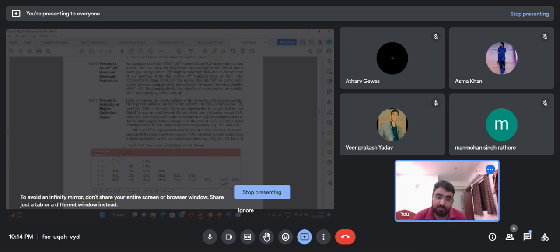Same for chromium. We had written over there what the oxidation states of chromium are: plus 2, plus 3, plus 4, plus 5, plus 6. Now again same thing, the higher oxidation states, which are plus 5 and plus 6, are stabilized by fluorine. Okay, mark this as important, underline this as well.